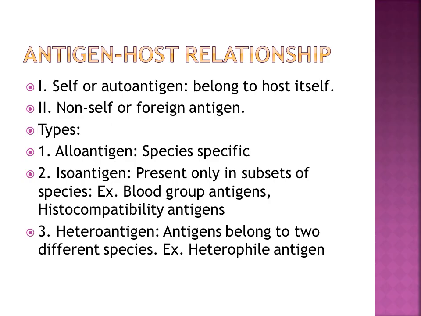So first is alloantigen. Species specific antigens are called as alloantigen. This is when the antigens are present in a species. Then isoantigen, present only in a subset of species. Example, blood group antigen, histocompatibility antigen. So they are called as isoantigen. Then heteroantigen. So antigens belong to two different species. Example, heterophile antigen.